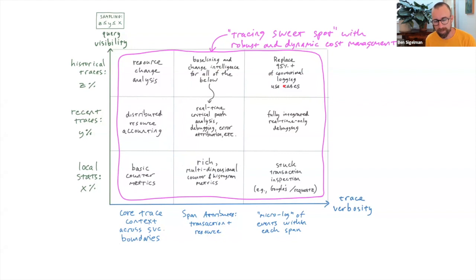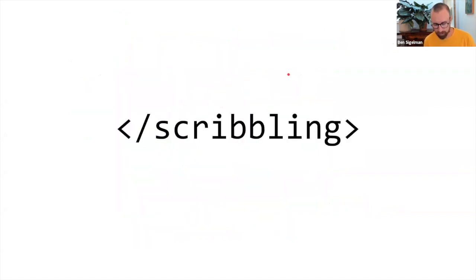So sampling is definitely important. I just think it needs to be more than just a conversation about what's my sampling ratio and am I doing head or tail sampling? It's more like which use cases do we want to pursue? And then those force different sampling strategies, and hopefully the tooling you're using can help guide you, because it gets very complicated. But that's all I had prepared.